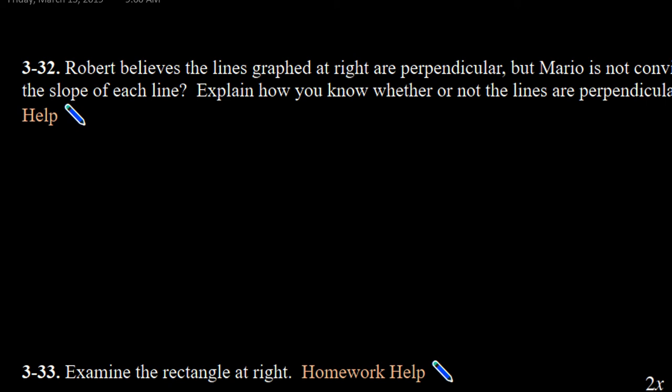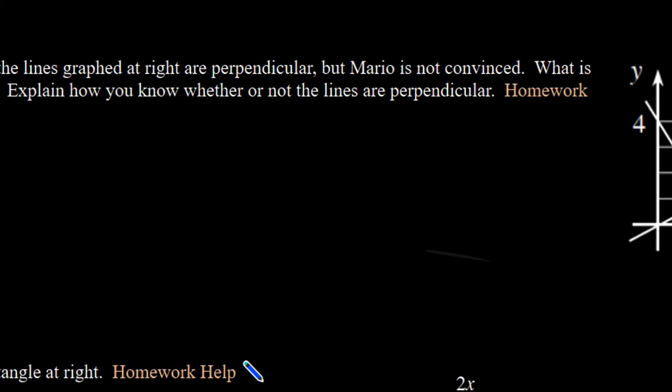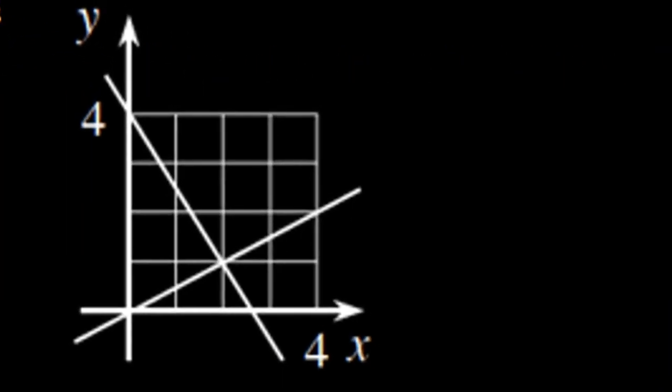Roberts at Shasta High School, and we're going to pick up some homework here that starts at question 32. Robert believes that the lines graphed at right are perpendicular to each other, but Mario, he's not convinced. So, how could we settle this amongst two friends? How do we know whether or not these lines are indeed perpendicular or not?